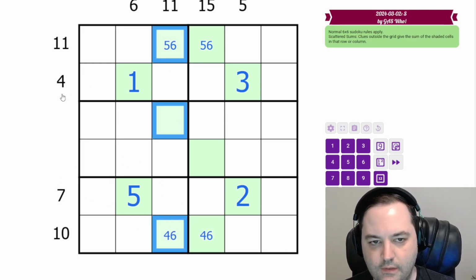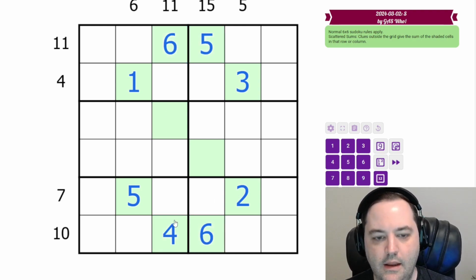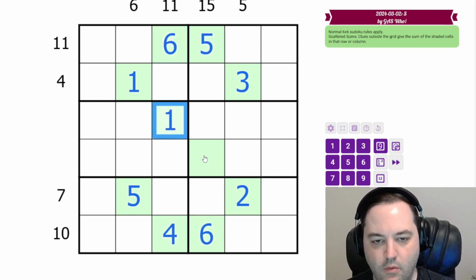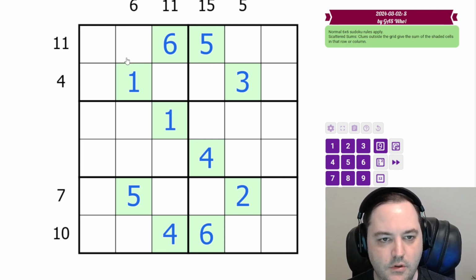So now let's look at the 11. We can't have a 6 here, because that would give a 5 here, and that's already 11. We wouldn't have any of this set. So this is a 4, 6, 5, 6. And now we have 10, we need a 1. For the 15, we need a 4. And that's all the clues. And so now we just are left with classic Sudoku.